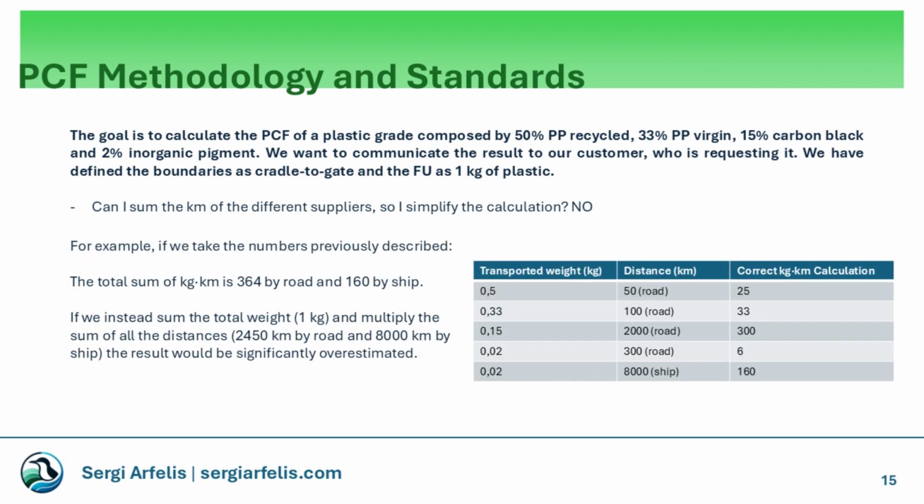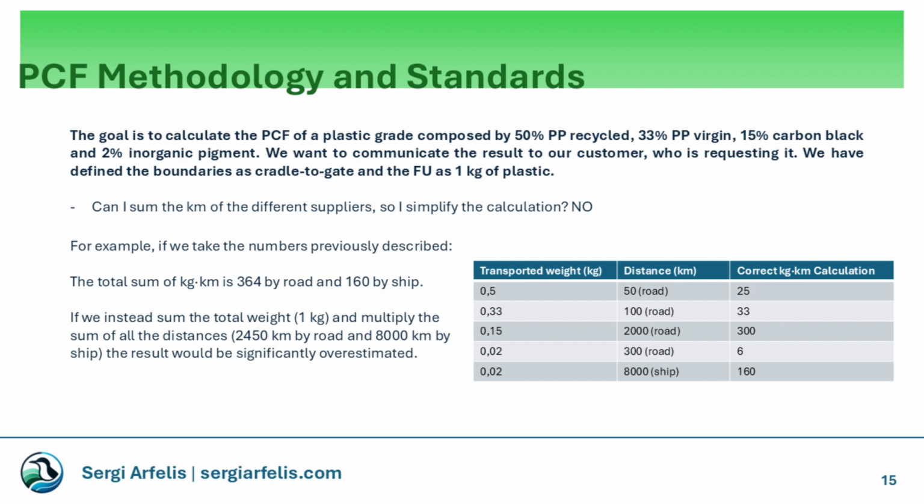For example, in our case with the plastic compound, for a functional unit of 1 kilogram of product, we have 0.5 kilograms of recycled polypropylene transported 50 kilometers by road, which equals 25 kilogram times kilometer. We have 0.33 kilograms of virgin polypropylene transported 100 kilometers, that's 33 kilogram times kilometer. 0.15 kilograms of carbon black are transported 2,000 kilometers, gives 300 kilogram times kilometer, and for 0.02 kilograms of inorganic pigment transported 300 kilometers by road and 8,000 kilometers by ship, resulting in 6 kilogram times kilometer by road and 160 kilogram times kilometer by ship.